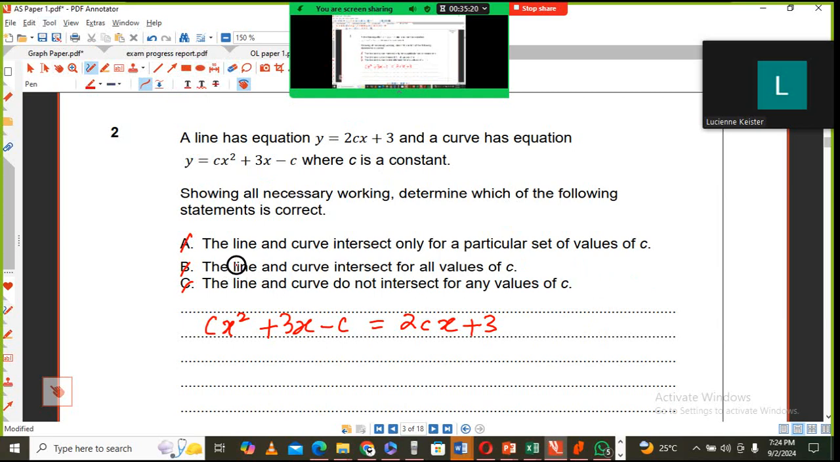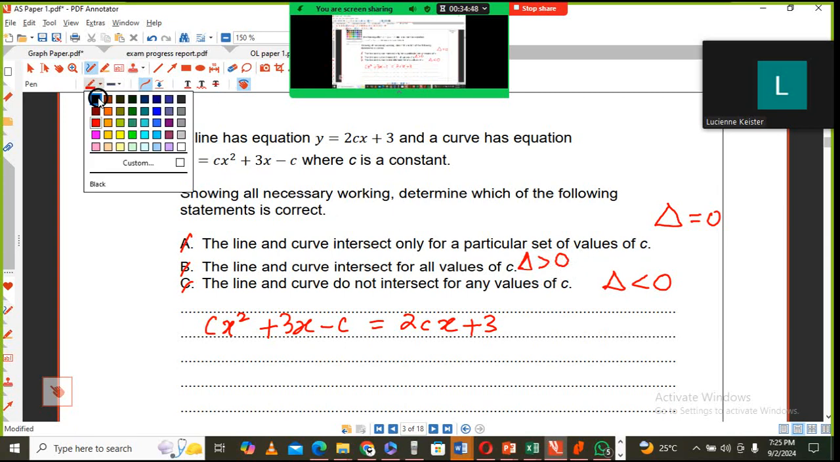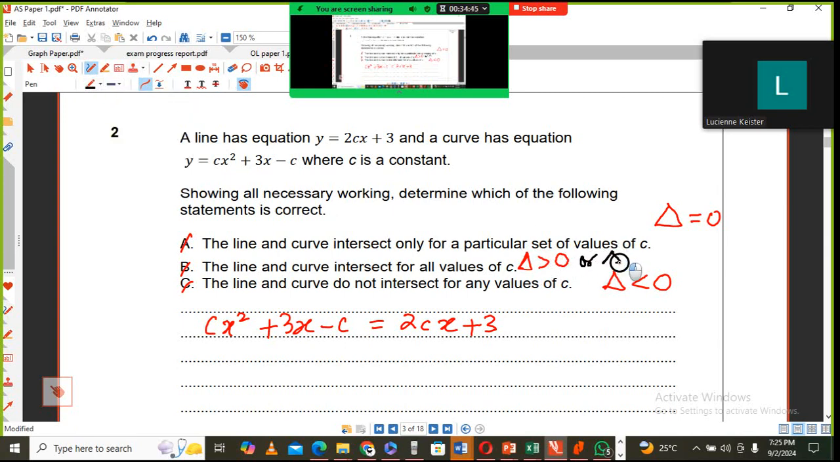If you look at A, the line and curve intersect only at a particular point. When something only intersects at a particular point, it's when the discriminant is equal to 0. If they do not intersect at all, then the discriminant is less than 0. So if we get a negative number, there's no intersection. So at B, you have now the scenario where it's greater than 0, or you have another scenario where it is greater than or equal to 0. So we'll be looking at one of those.